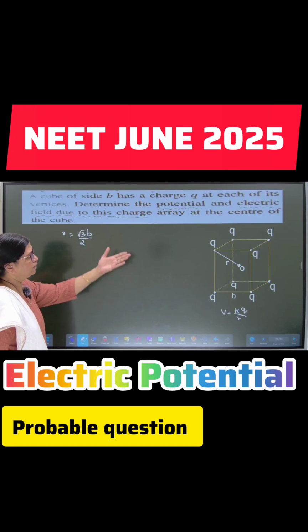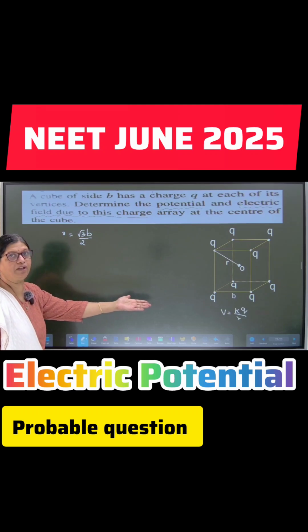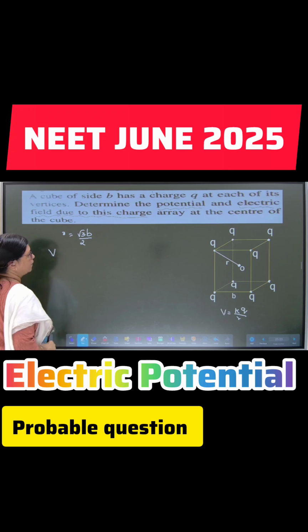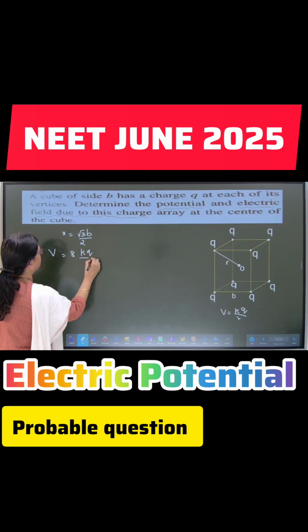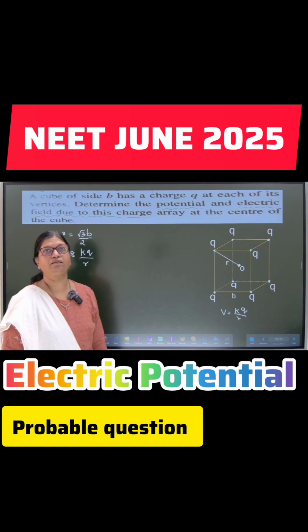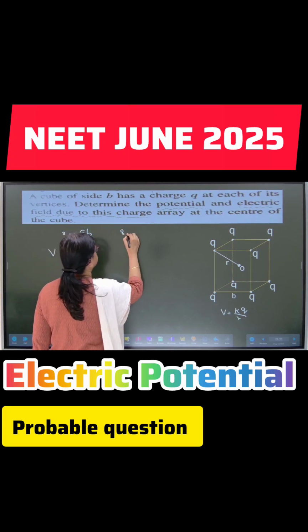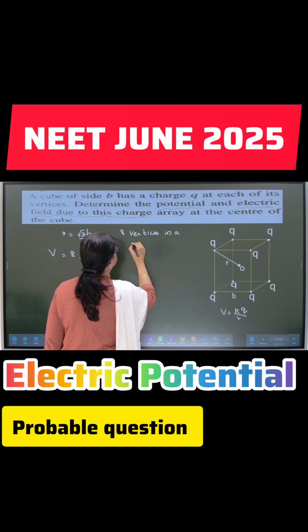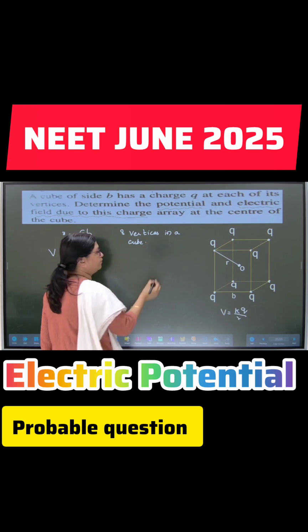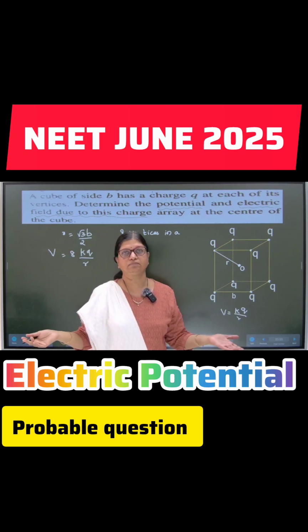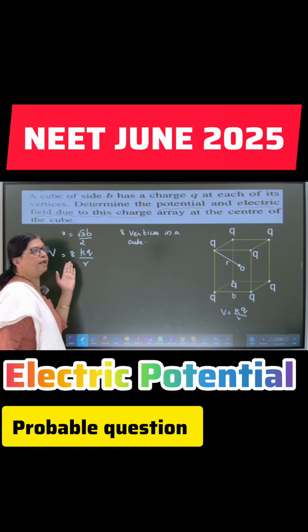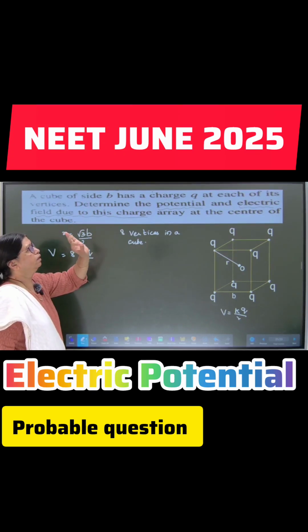So R is ready. There are 8 vertices. So if I find out the potential due to one vertex, that will be enough. I will multiply it: total potential is equal to 8 into KQ by R. Why 8? Because there are 8 vertices in a cube. And the distance of every vertex from the center in a cube is equal. Charge is equal. So if I find out KQ by R multiplied by 8, I'll get the potential, which is my first work to be done.